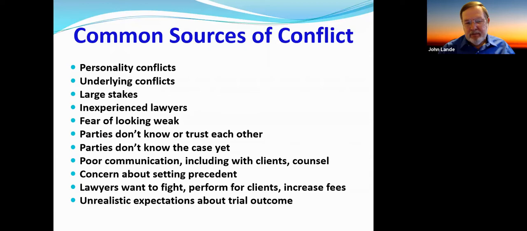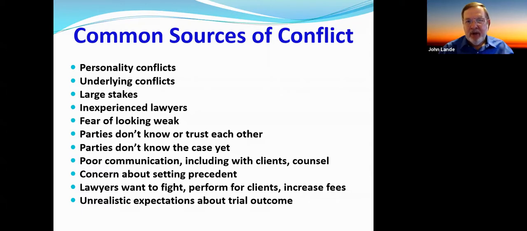Oh, and one other source of conflict are unrealistic expectations about the trial outcome. Each side tends to be biased about having an expectation that they're going to win if they go to trial. If you ask both sides what percentage probability they think of winning, if you add them together, it may add up well over 100%. So each side may say, well, I've got an 80% chance of winning. Well, that would be 160%. Well, that can't be right. So people often have these unrealistic expectations that I was talking about.